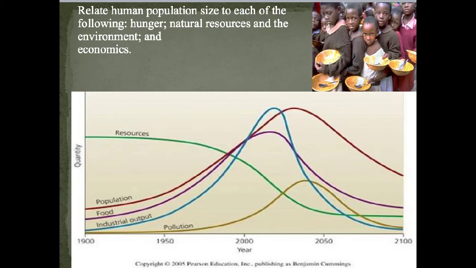Population increases, food demand increases. Industrial output increases, but tends to hit a peak and then drops down. And pollution, here's another one. As population increases, so does pollution. Alright, very much correlated with human population size. Increased population, increased pollution; decreased population, decreased pollution.